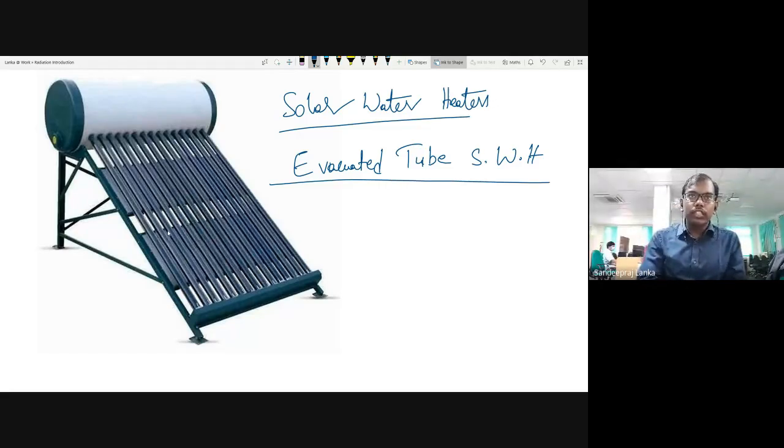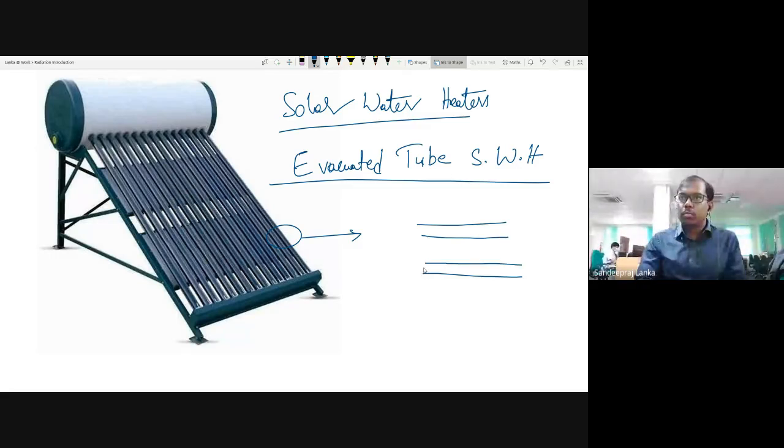If you understand this part now, we will understand the radiation heat transfer concept. Here this tube actually has two parts. This is the outer tube and then the inner tube. There are two tubes placed here. This is the inner tube. This is the outer tube. And the space between these two tubes is evacuated. So what we have here is just vacuum.